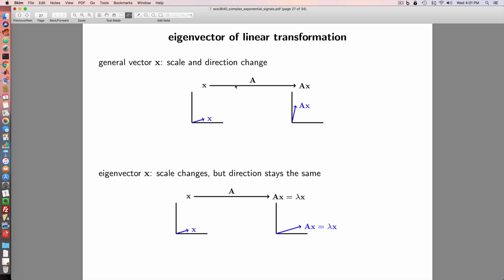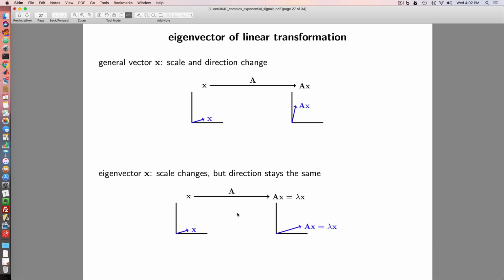Let x be a general vector, and A be a square matrix. When you take x and multiply by the square matrix, what that linear transformation will do in general is rotate that vector and possibly scale the vector as well. It could be longer, it could be shorter, but it's going to rotate and it's going to scale. That's for a general vector.